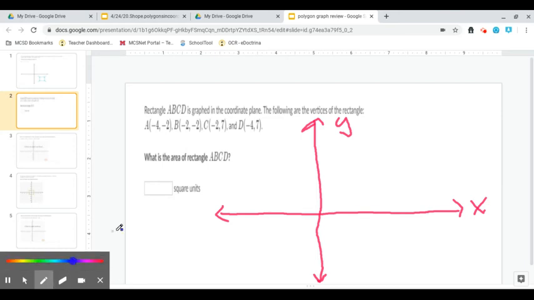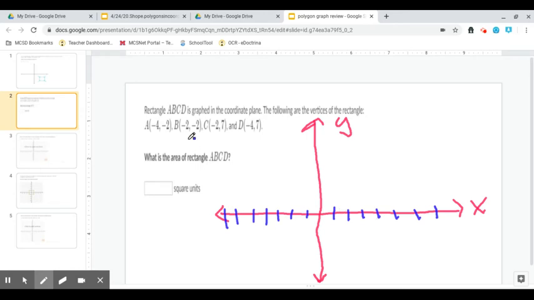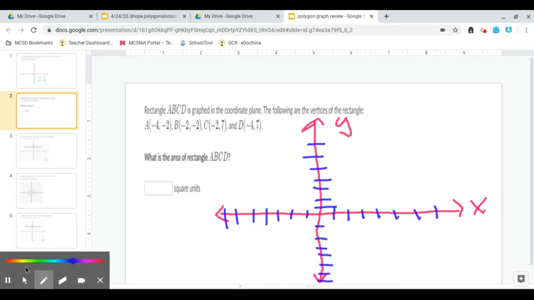Now I'm going to change colors. And looks like the biggest we are going left or right is 7. So 1, 2, 3, 4, 5, 6, 7. And up or down, going to go 7 as well. 1, 2, 3, 4, 5, 6, 7. Not the best drawing, but you get the gist of it.